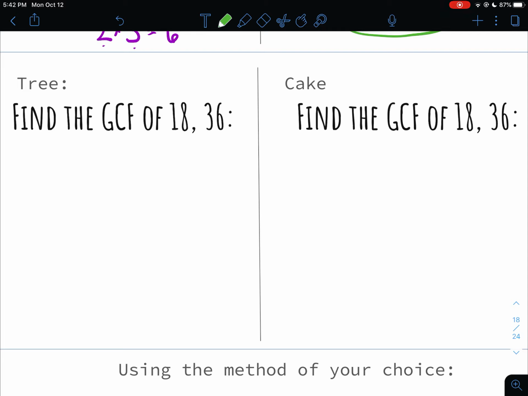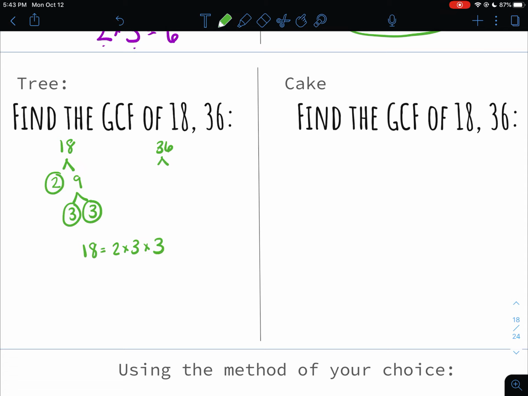So I'm going to do the trees first again. So if you're doing the cake, just hang tight. So 18 and 36 will make our trees. Okay, start by splitting up 18. 2 times 9. 2 is prime. We did this last time, so this is pretty easy. 3 times 3 gets us 9. And don't forget to pull out your prime factorization. 18 equals 2 times 3 times 3.